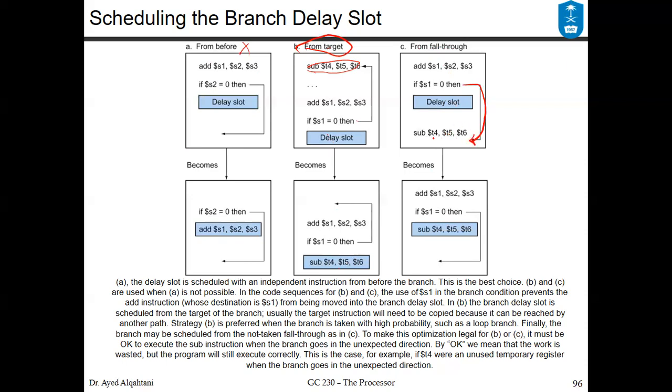Or you get an instruction from the fall through if you are going this way. So you get an instruction and you put it in the delay slot. We took this one and we put it in the delay slot. These are the three options: from before, from the target, or from fall through. This is the best, and you should focus on this first. If this is not available, then you can do this one.